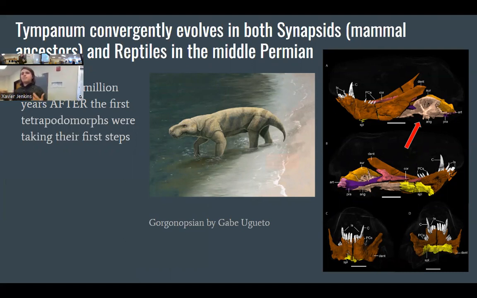So synapsids, or mammal ancestors, like I mentioned, have this articular bone, which will become part of your ear. Mammals start hearing with a tympanum on their lower jaw. And if you look at mammals through time, you're going to see that these bones get more and more reduced until eventually they just pop up in your ear. But you don't see this until around 270 million years, which is a big lag between the first animals with limbs and the first adaptations to hearing.